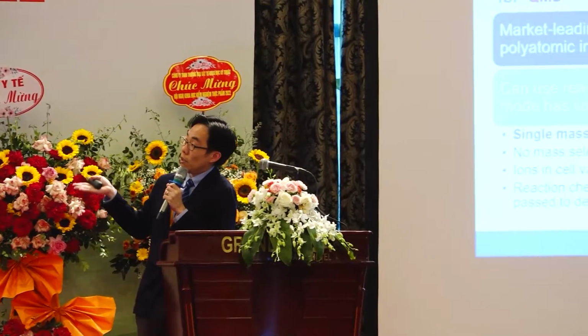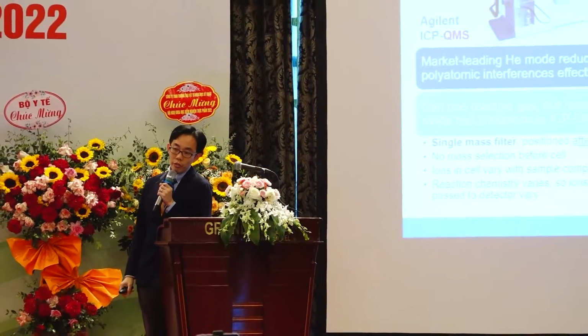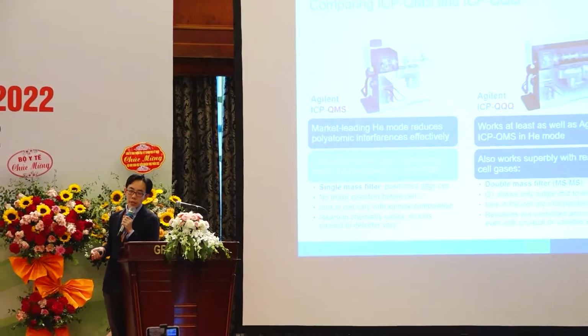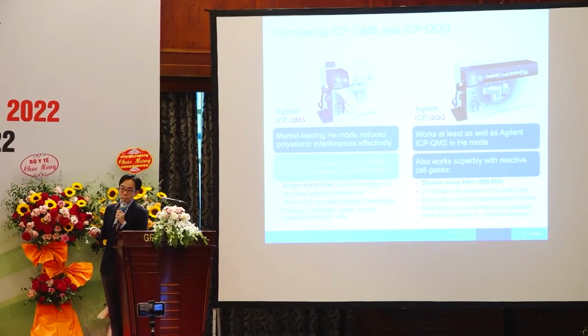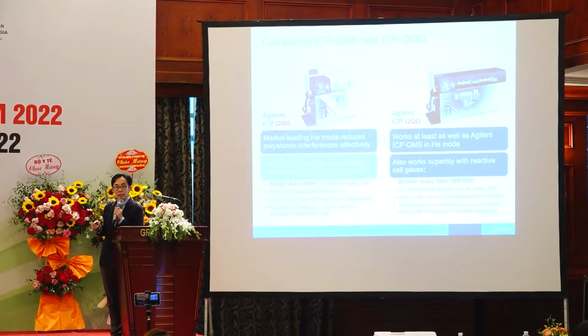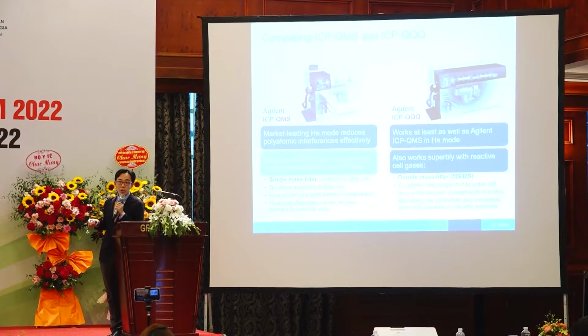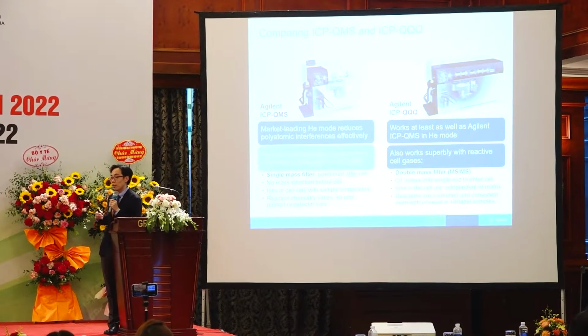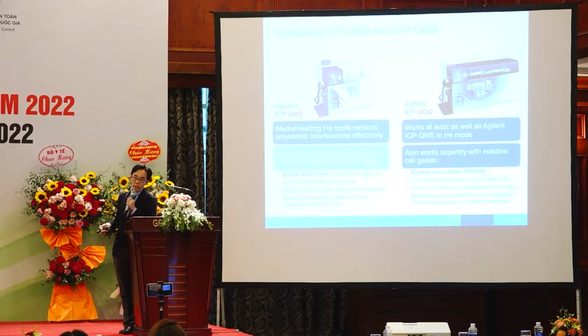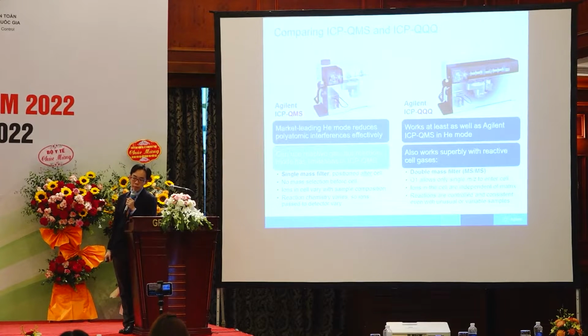On the right of the screen is what we call a triple quad ICPMS, or ICP-QQQ. I'm very proud to say Agilent was the first vendor to manufacture a triple quad, in 2012. So this year is actually the 10th year of our triple quad, and we are at our second generation of triple quad ICPMS.